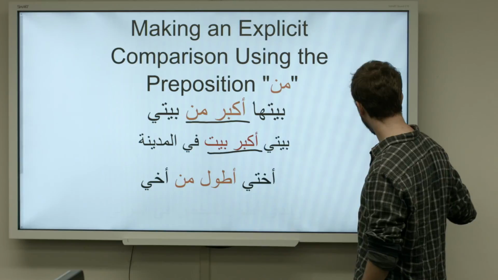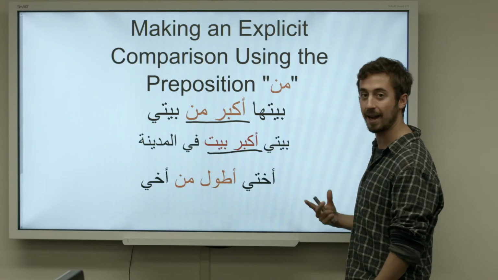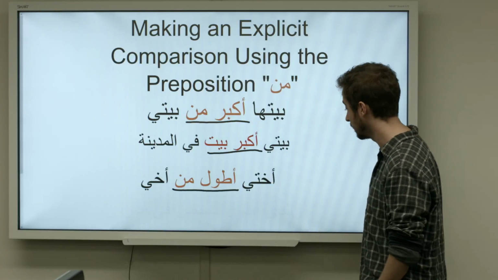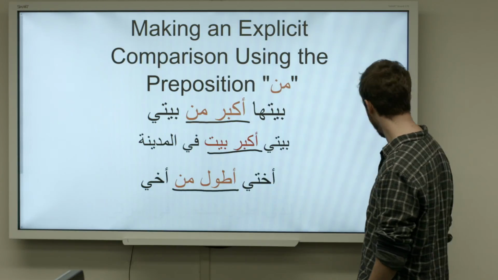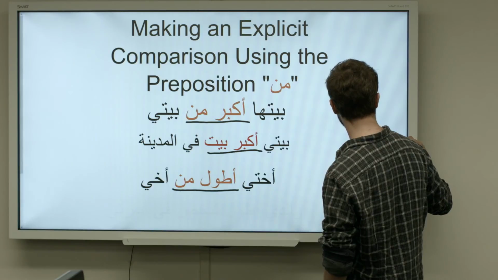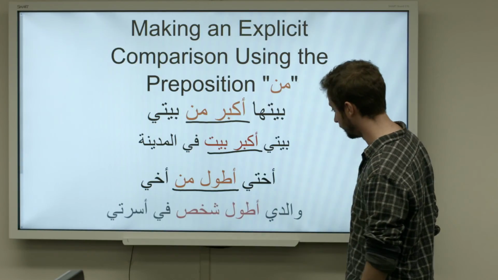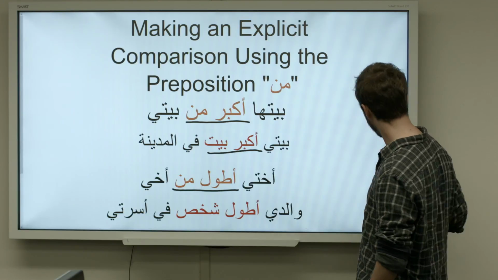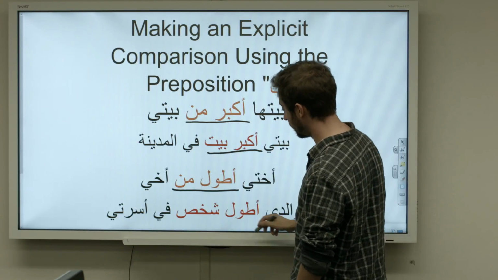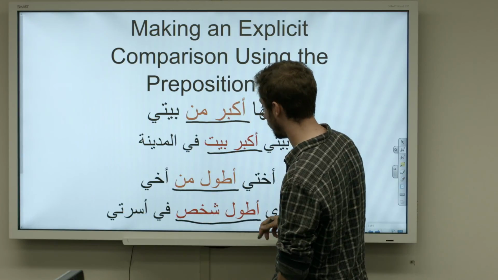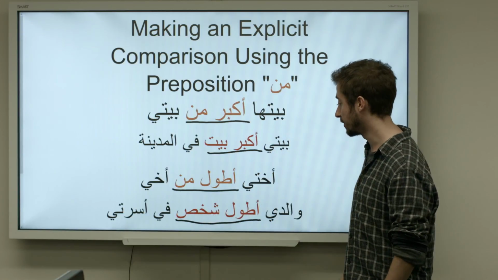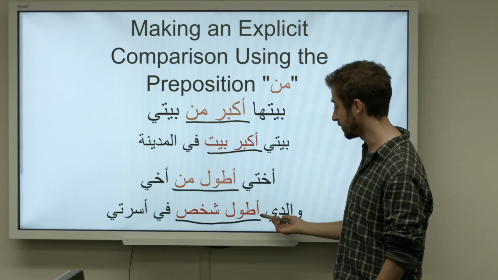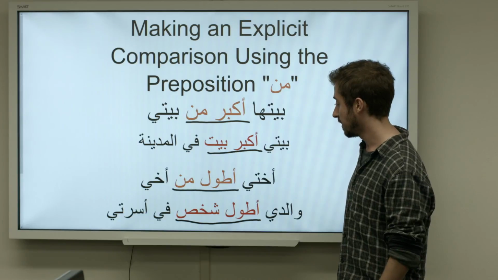So, ukhti atwal min akhi. So my sister is taller than my brother. It's an explicit comparison, right? And then just to contrast it with a superlative, waladi atwal shakhs fi usrati. So my father is the tallest person in my family. And you can once again just tell that it means tallest. It's a superlative by the placement of the word atwal in the sentence.